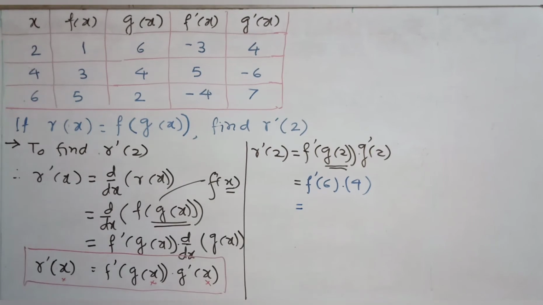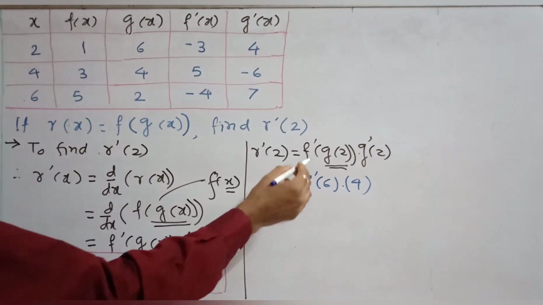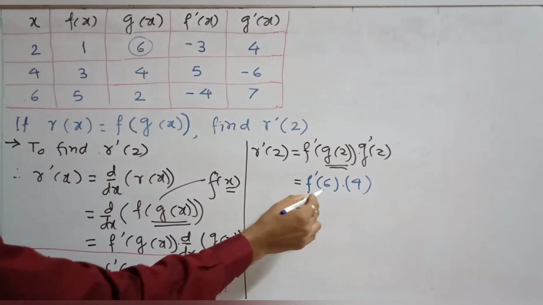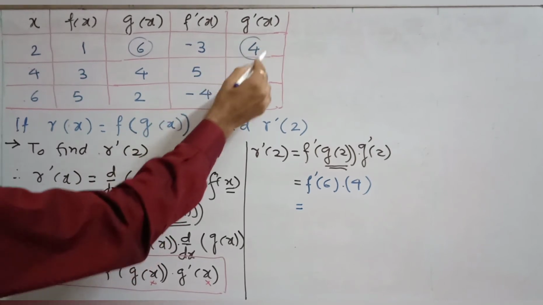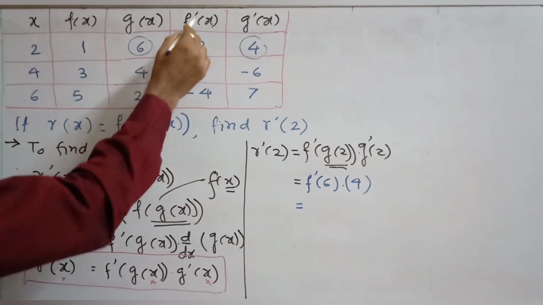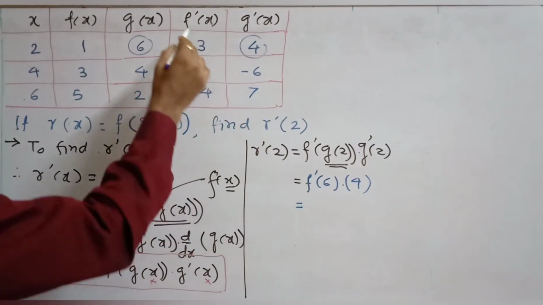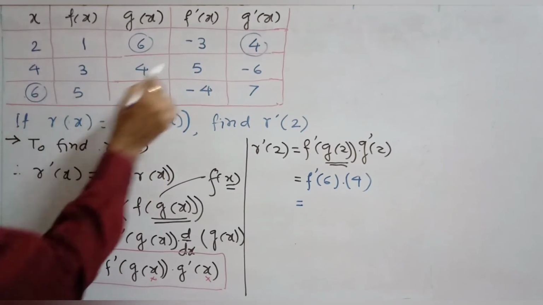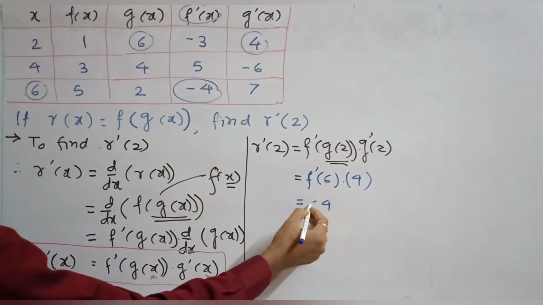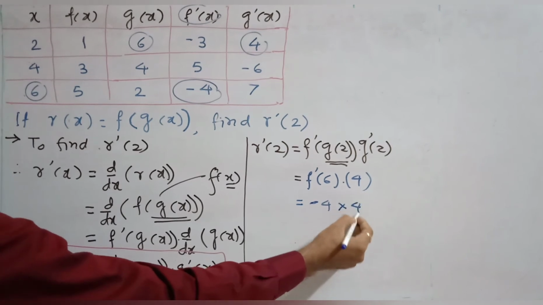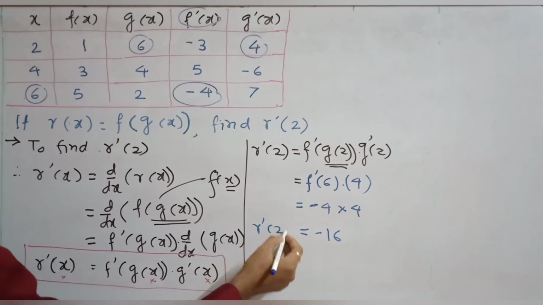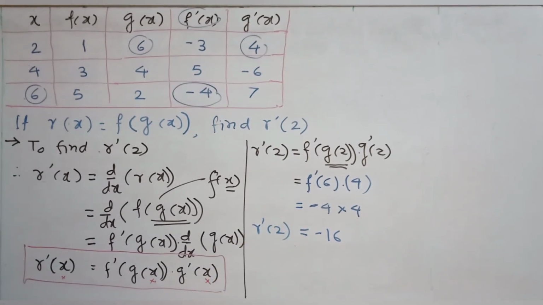Now what is f dash 6? What did we do here? G of 2 has been put. G of 2 is 6, and that is written here. And then g dash 2 is written. G dash 2 is 4, and that is also written. Now f dash 6 is required. F dash 6 will be found from f dash x. So f dash 6 is minus 4, multiplied by 4. If you multiply these two, you will get the answer minus 16. So r dash 2 is equal to minus 16.